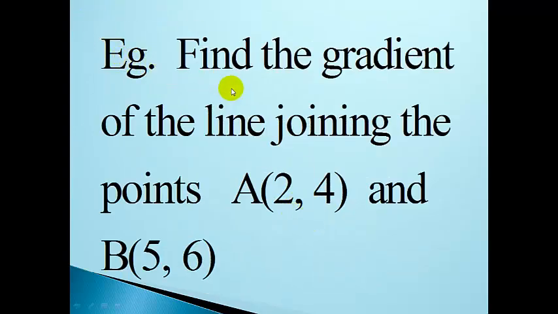Now example: find the gradient of the line joining the points A(2, 4) and B(5, 6). Let's look at how best we can find the gradient of the line joining the points A(2, 4) and B(5, 6).